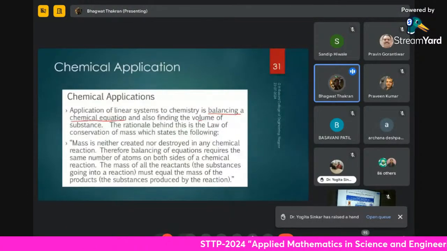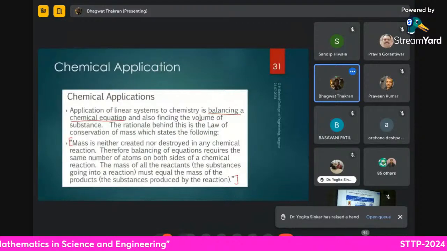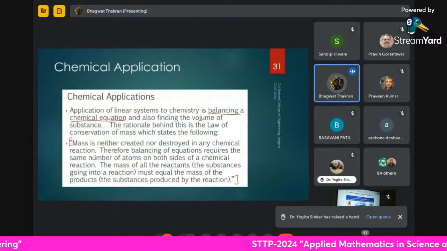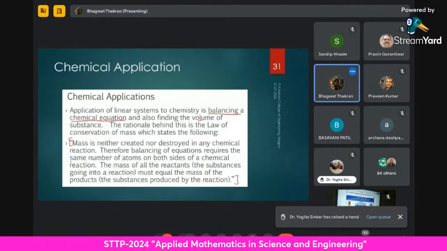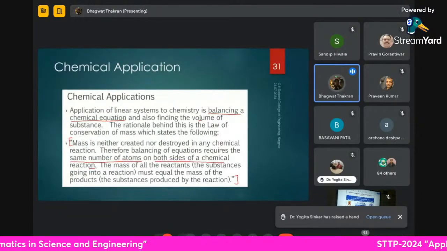And behind this is a simple statement which tells how to balance: mass is neither created nor destroyed in any chemical reaction. So, balancing an equation requires the same number of atoms on both sides of a chemical reaction.